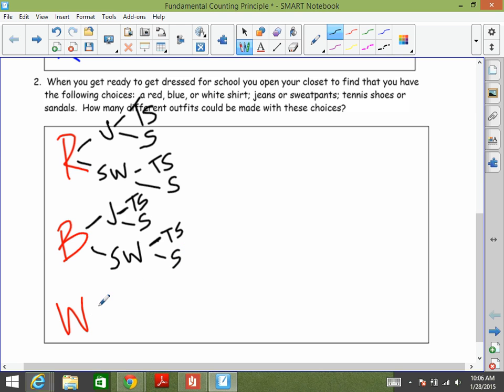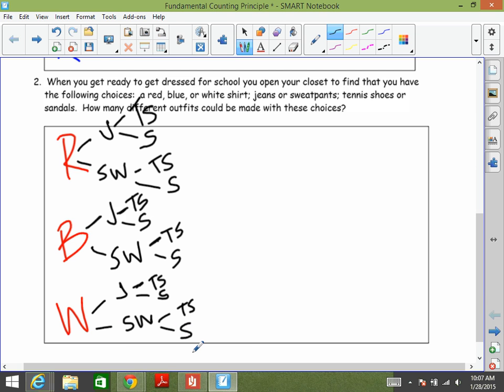White shirt. White shirt, jeans, and tennis shoes. White shirt, jeans, and sandals. White shirt, sweatpants, and tennis shoes. White shirt, sweatpants, and sandals.